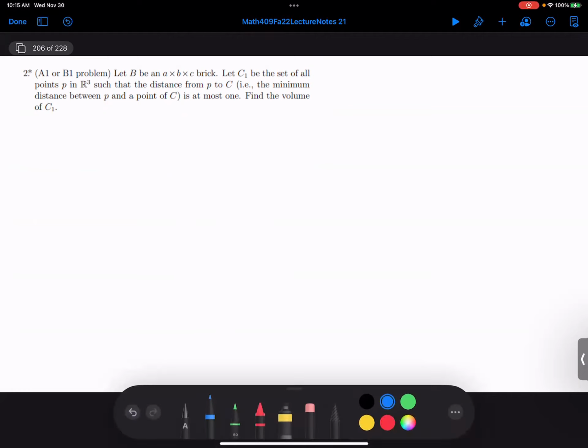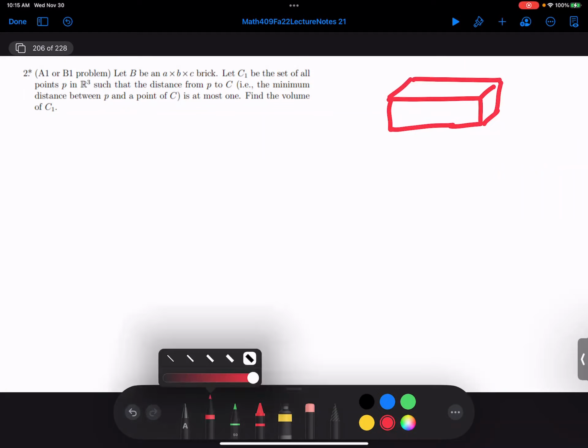All right. So C is the set of all points whose distance from the brick is at most 1. So I will choose red for my brick. I'm a traditionalist. So here's the brick. And now we want to look at all points that are within 1 unit from it.